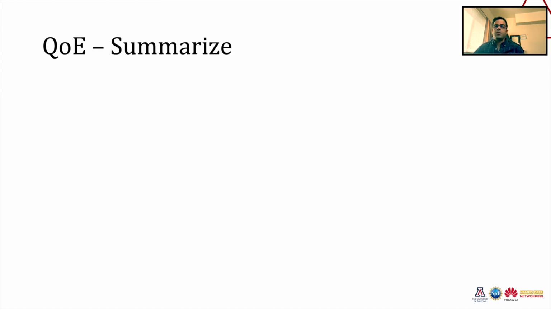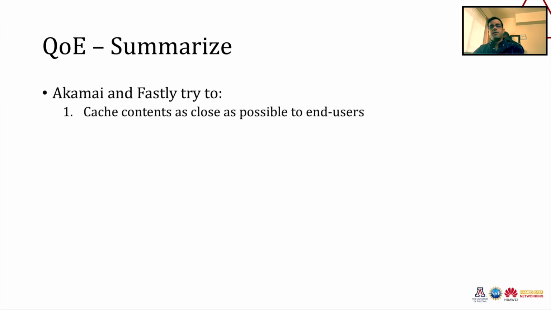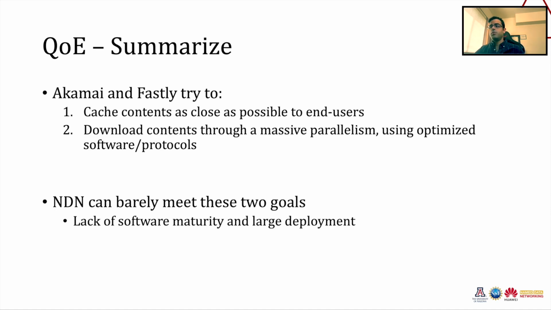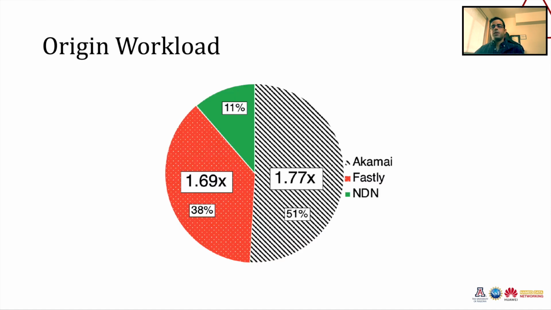So just to conclude what we discussed up till here, both Akamai and Fastly strive for two things. The first one is both Akamai and Fastly try to cache the contents less than a few milliseconds away from the end users, and they try to download contents from the origin using their highly optimized software through massive parallelism. Compared to CDNs, current NDN deployment can barely support these two goals due to its software immaturity and lack of large deployment.